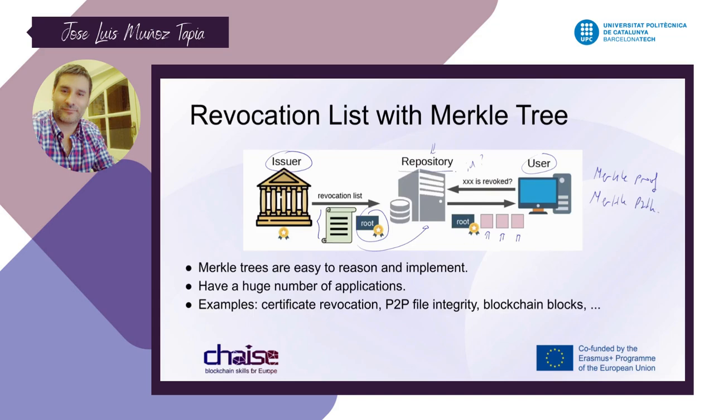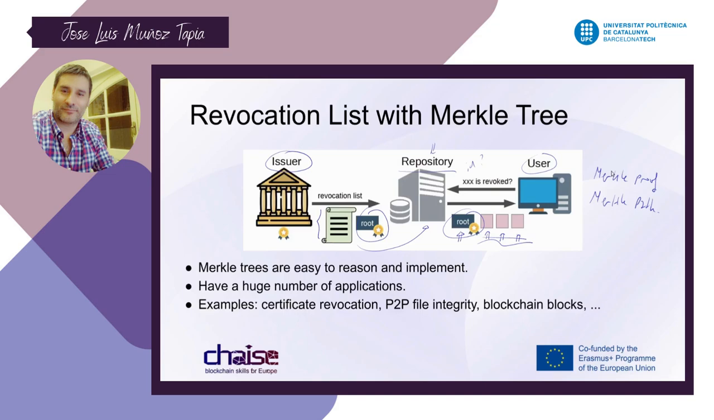And as I said, the repository provides the Merkle proof or the Merkle path together with the digitally signed root, and then the user can check that the root computed from the provided values is the same as the digitally signed root. If they match, it means that the data for which you are asking is in the Merkle tree.